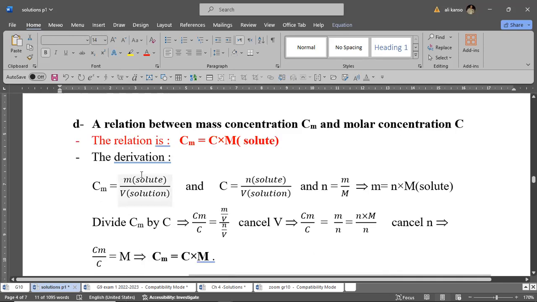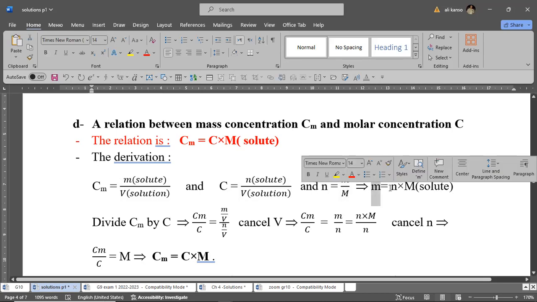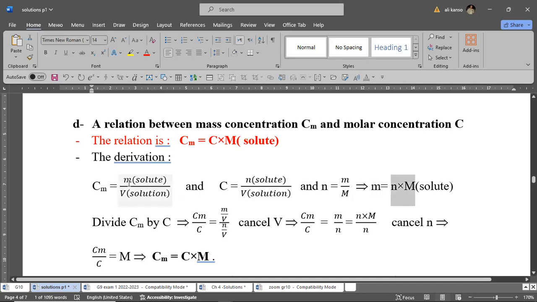We can show you how we do this derivation, how we converted C mass to C. First of all, you write C mass equals mass over volume. We memorized that before. And we know C equals N over V. But you also know that number of mole equals mass over molar mass. And you can replace mass by N times molar mass. Instead of writing mass of solute, you can write number of mole times molar mass.